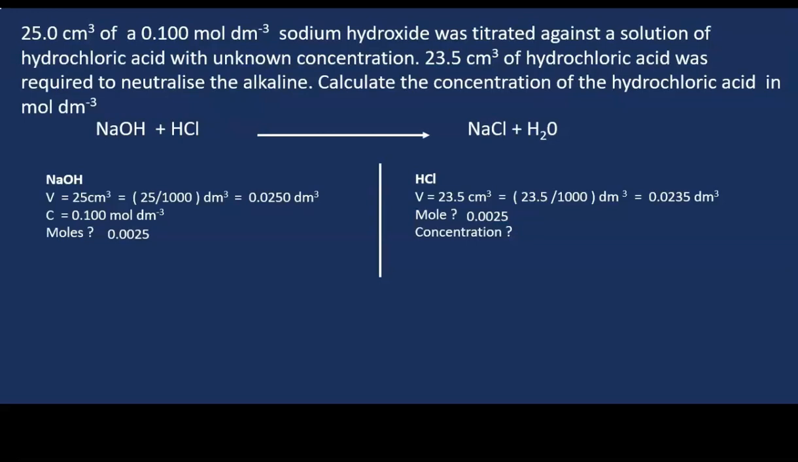If you look at HCl, we know the volume, which is equivalent to 0.0235 decimeter cubed. The number of moles is equal to 0.0025 moles. We can apply the triangle or recall that we can calculate the concentration using this equation where concentration is equal to the number of moles divided by the volume in decimeter cubed. If we substitute in our values, 0.0025 moles divided by 0.0235 decimeter cubed, this gives us the concentration of HCl, which is equal to 0.1064 moles per decimeter cubed.